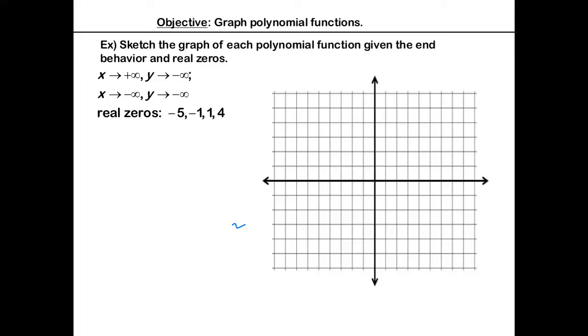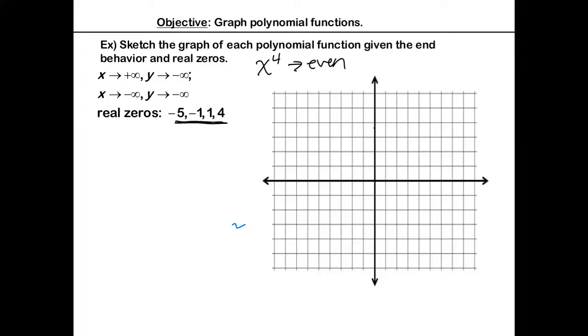All right, so you'll need to copy your zeros. We got negative 5, negative 1, 1, and 4. Okay, this time I want you to notice how many zeros do we have this time? Four. That means I have an x to the fourth power, which means this time is even. So your arrows should be pointing in the same direction, pointing upwards and pointing downwards, both of them. Okay.